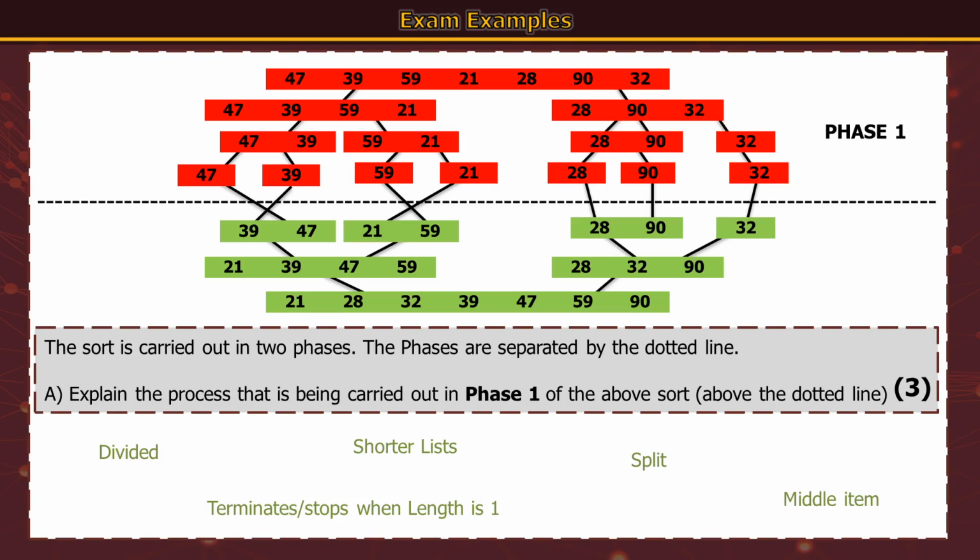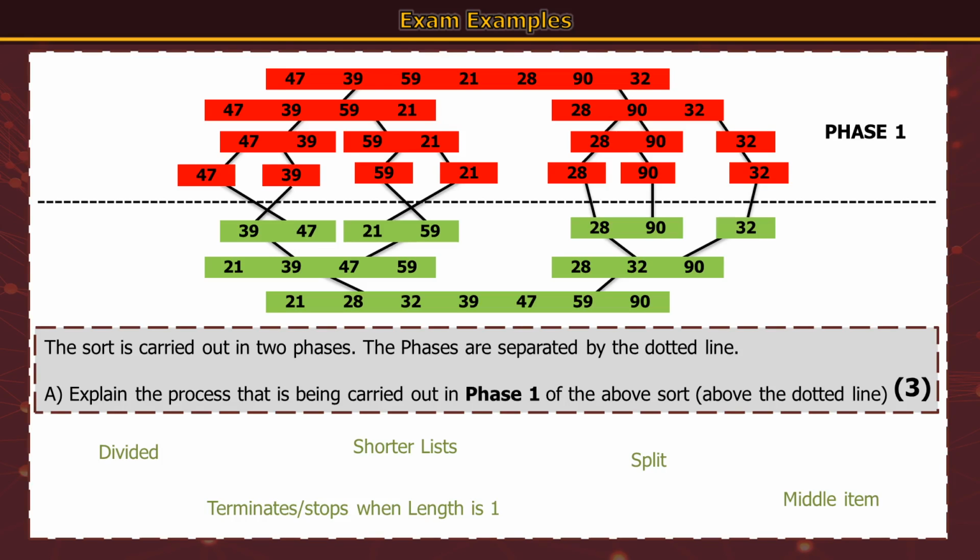Notice I read that twice. That's what you should be doing in the exam. You should be underlining any key points, like I have. Here I've put some key words to help you with your answer. I've got divided, shortest lists, split, middle item, terminate, stops when the list length is 1. Pause here if you want to and have a go at compiling your answer.